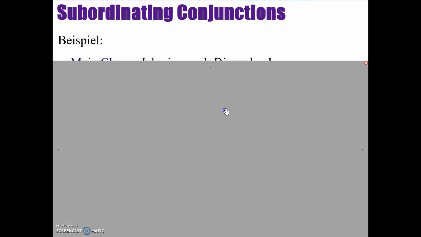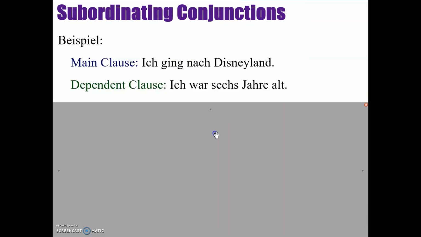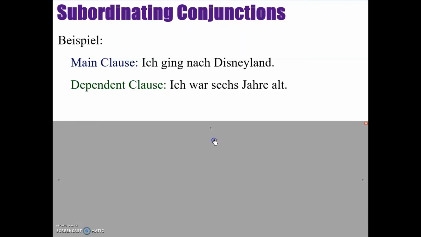Another example of a main clause, ich ging nach Disneyland. I went to Disneyland. Ich war 6 Jahre alt. I was 6 years old. Again, that main clause can be understood without anything else going on. I went to Germany, or I went to Disneyland.